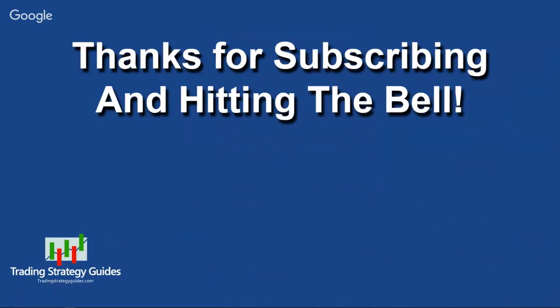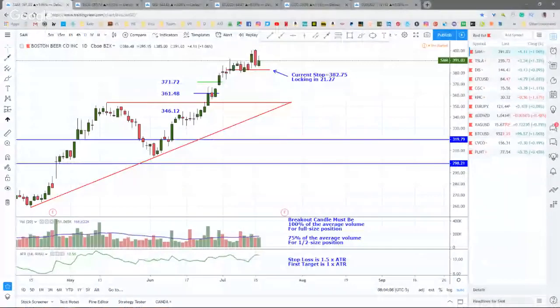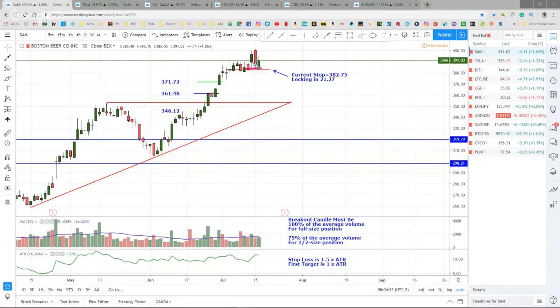And let's look at some of our open trades right now. This is Boston Beer. I moved the stop up to 382.75 right here to get it just below these bars right here. Thankfully, this thing didn't pull down too much. I actually moved this stop up here after this bar formed. So hopefully that's just kind of a pause bar and we're going to keep going up. But if we don't, 21.27 on the second half is not too shabby. I'd be very happy with that.